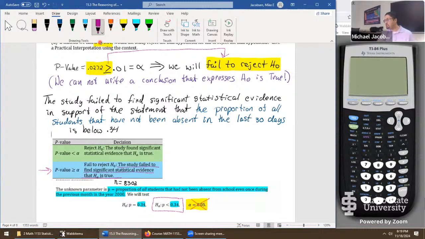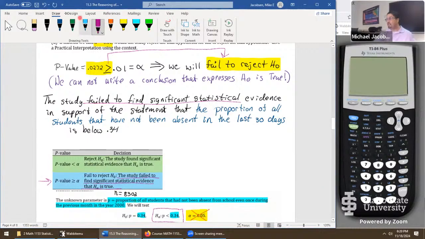And good to emphasize this part. We failed to find the statistical evidence of that statement down below. It does not mean that this is false. It could very well be true, but maybe our sample size was too small to detect that change. Or the null hypothesis could well be true as well. However, our methods don't support proving the null hypothesis is true whatsoever, unfortunately.